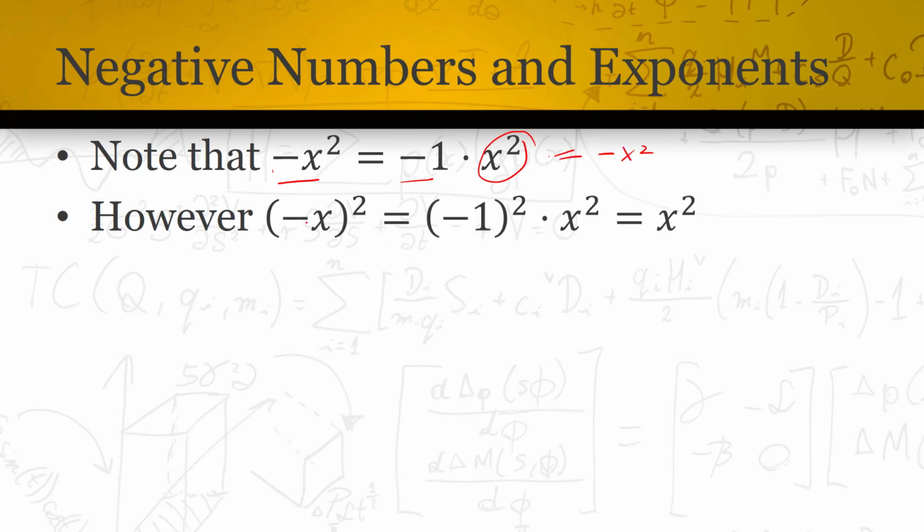Now take a look at this one. This is -x enclosed in grouping symbols squared. Now this operates with the power rule. This will be equal to -1 squared, which by the way is 1, times x squared. So this would give x squared. So without the grouping symbols, the exponent only operates on the variable that it is next to. With the grouping symbols, then it operates on everything inside the grouping symbol.